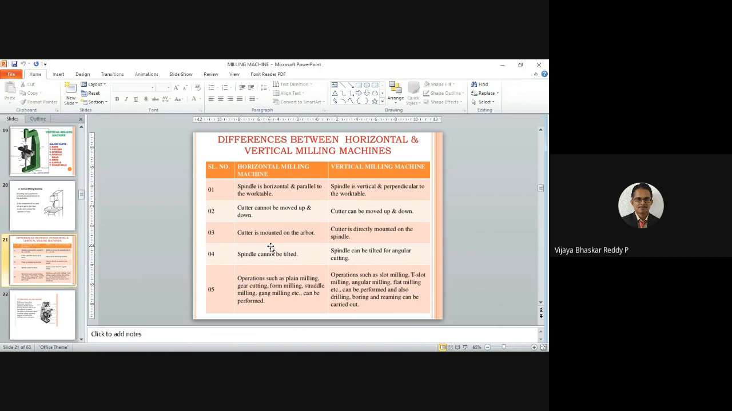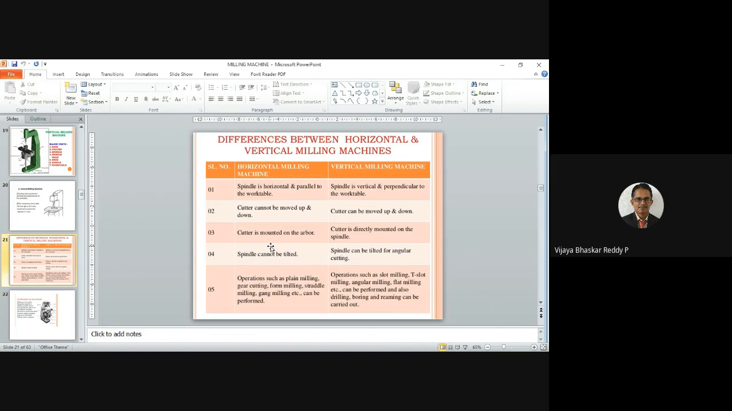So what are the differences between the horizontal and vertical milling machine? The first difference is that in the horizontal machine the spindle is horizontal and parallel to the work table, while in the vertical machine the spindle is vertical and perpendicular to the work table. Second, in the horizontal machine the cutter cannot be moved up and down, while in the vertical machine it can. Third, in the horizontal machine the cutter is mounted on the arbor, while in the vertical milling machine the cutter is directly mounted on the spindle, right?